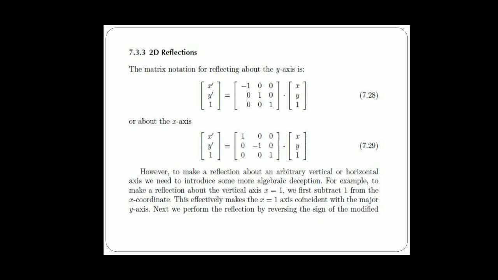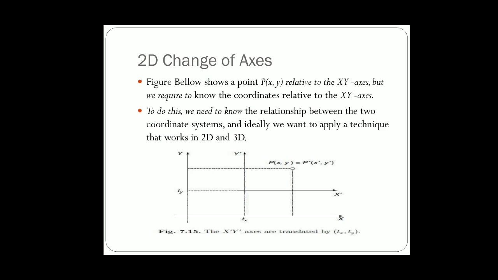However, to make a reflection about an arbitrary vertical or horizontal axis, we need to introduce some more algebraic deception. For example, to make a reflection about the vertical axis x equal to 1, we subtract 1 from the x coordinate. This effectively makes the x equal to 1 axis coincident with the major y-axis. Next, we perform the reflection by reversing the sign of the modified coordinate. So they subtract the value from x, get the coincident axis with the y-axis, and by reversing the signs they change the axis.